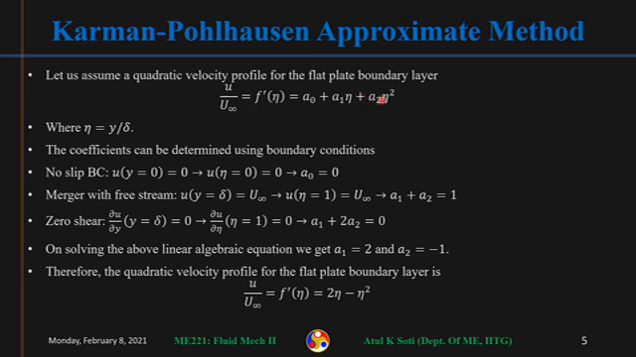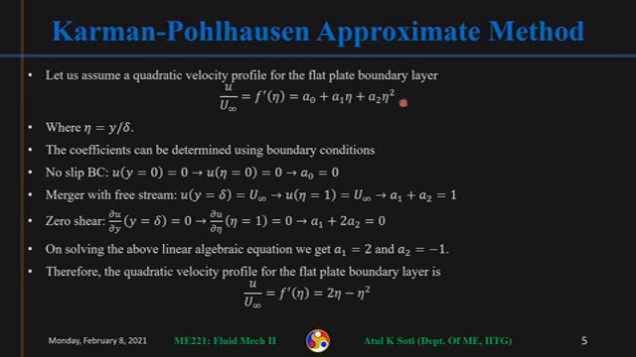Again, these coefficients we can get from boundary conditions. Already two coefficients we determined using two boundary conditions, no slip and merger with the free stream. We need another boundary condition to get the coefficient a2. First, the no slip boundary condition gives a0 is equal to 0. Then merger with the free stream says that u by u infinity is 1 at eta is equal to 1. So that will give us the equation a1 plus a2 is equal to 1.